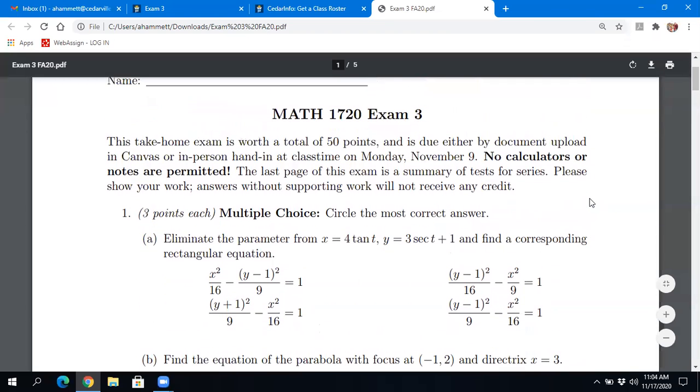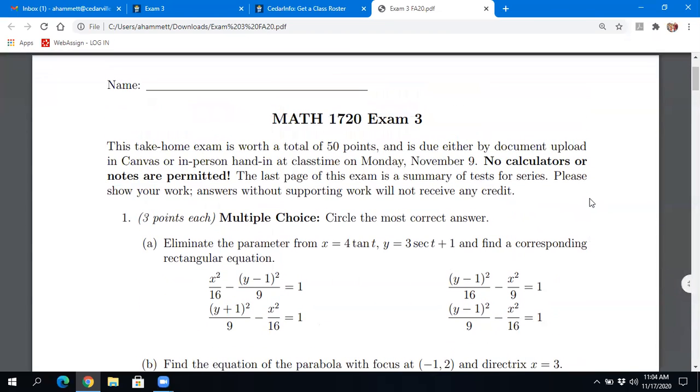Like I said, I want to spend some time going through this exam. The average was actually pretty good. There's a few that are online.